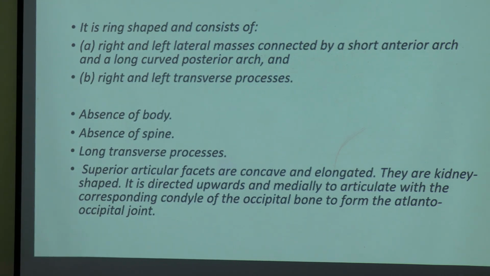Above, the superior articular facets are concave and elongated, kidney shaped, directed upward and medially to articulate with the corresponding condyle of the occipital bone. Which joint? Above is the occiput, below is the atlas.